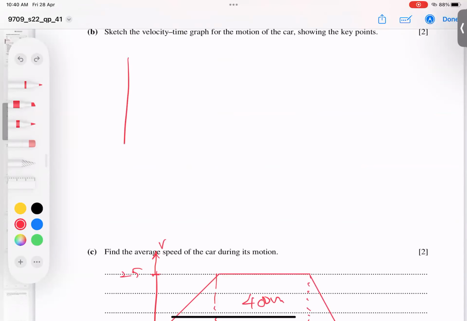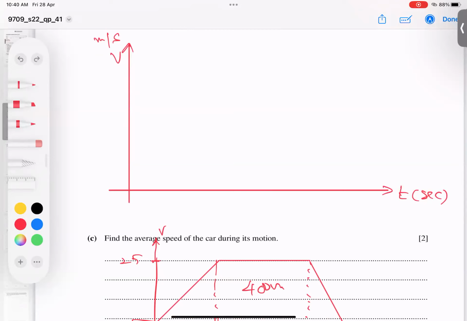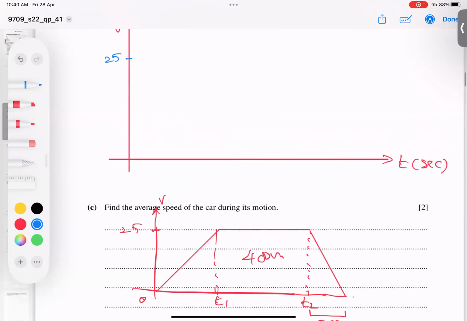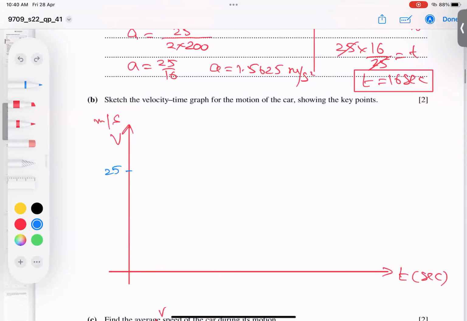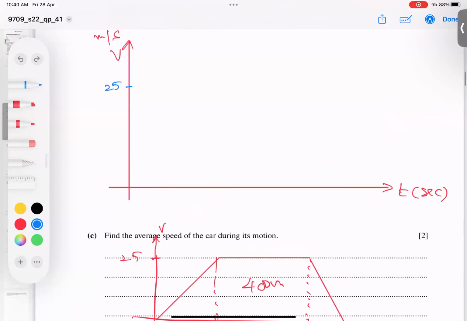So let's start. Bismillah ar-Rahman ar-Rahim. Here is velocity in meters per second, and here is time in seconds. Now I'm starting very easy. This is 25. And a common sense point: this time is 5 and this time is 16. This time is smaller, this time is bigger, so you make the diagram according to that.